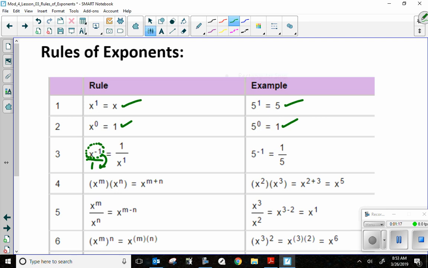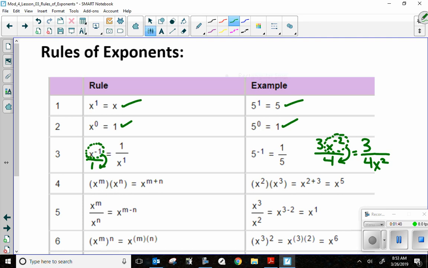I'm going to give you another example here. If I have 3x to the negative 2 over 4, okay, the only thing that my negative exponent is connected to is the x, not the 3. So this is the only thing that I'm flipping. I would have 3 over 4x to the positive 2. All right.